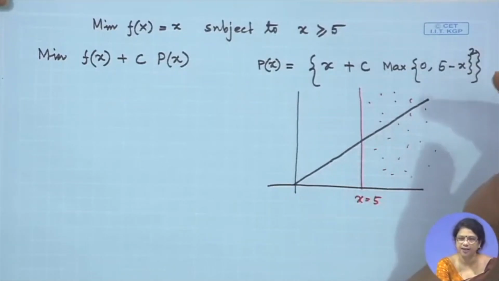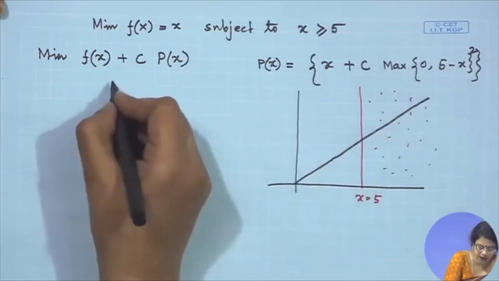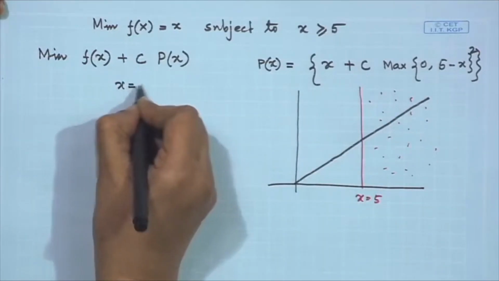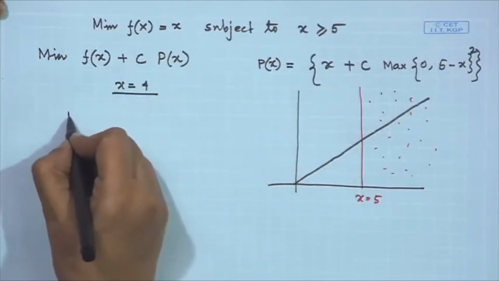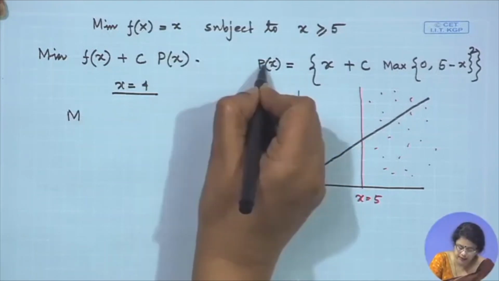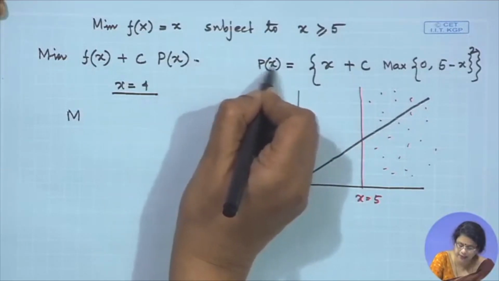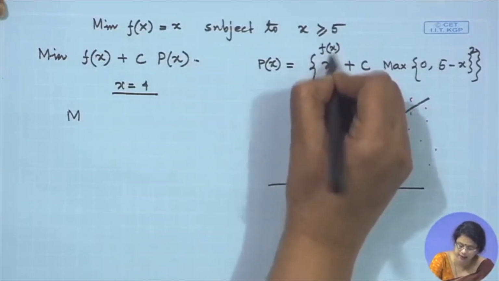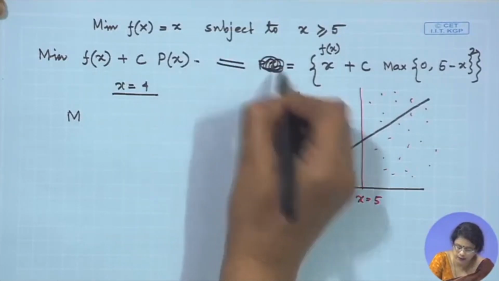All right. Now, if this is the situation, then you see, for a point x equal to 4, if this is my starting point, then what is the objective function now? The objective function would be, this is not px, this is fx plus cpx, this is my fx plus cpx, which is equal to this.